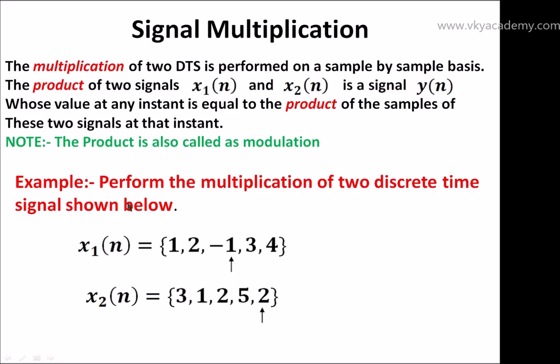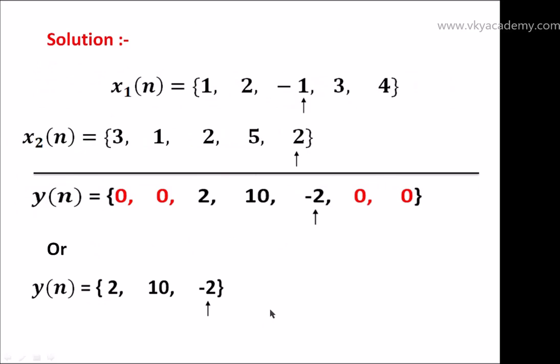Let us take one example. Perform the multiplication of two discrete time signals as shown below. The first signal is x1[n], the second signal is x2[n]. I have taken the same set of samples which I used in signal addition: 1, 2, minus 1, 3 and 4. The second signal is 3, 1, 2, 5 and 2. The arrow mark of the first signal is at minus 1. The arrow mark in the second signal is at 2. So I'll arrange the signals in this manner.